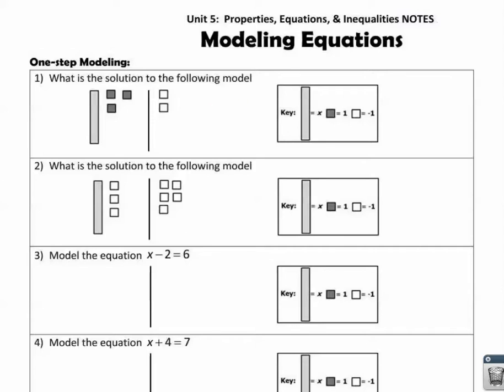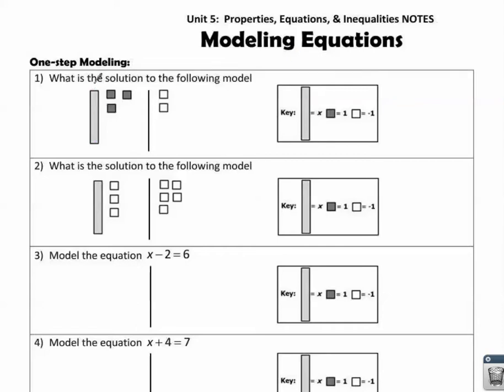Let's look at modeling equations. One-step modeling. What is the solution to the following problem? So just like one-step equations, it tells you here that the long bar is your x, the shaded boxes are 1, and the unshaded boxes are -1. So you need to make sure you read your key each time so you know what everything represents.